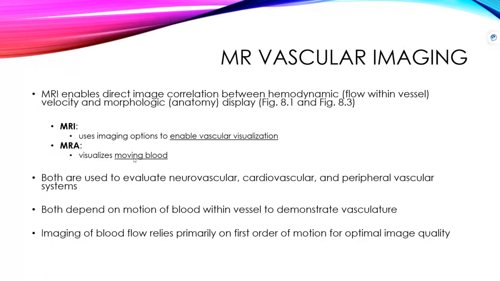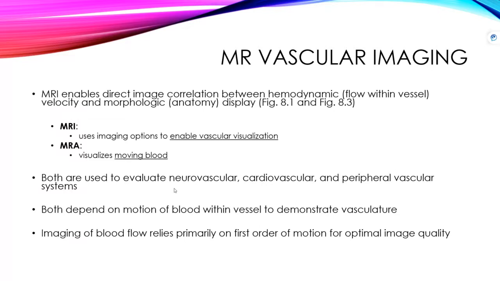MRA, angiography, we're looking at the moving blood. So both are going to be used for neurovascular, cardiovascular, and peripheral vascular systems, all of the different vasculature in all the different systems in our body. Both of these types of acquisitions depend on the motion of blood within the vessel.